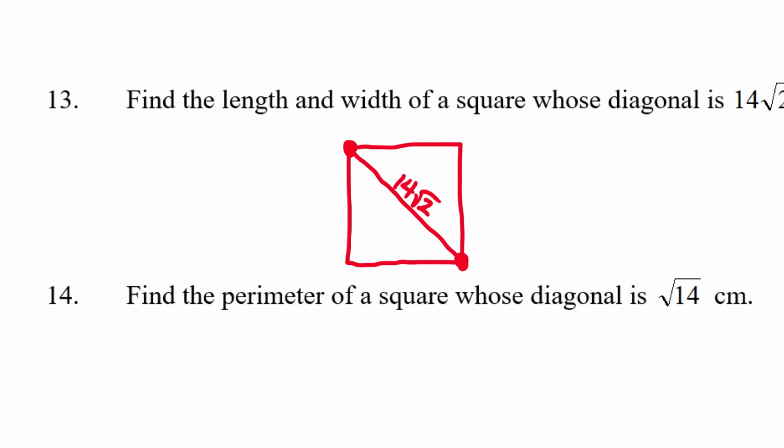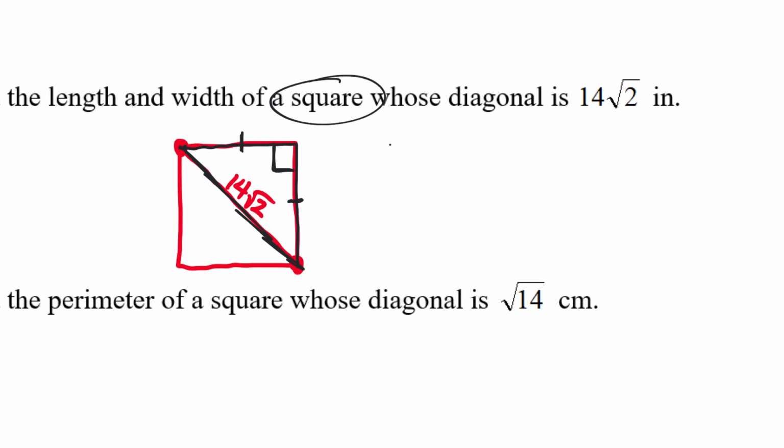Now, if you think about this, in a square, this angle right here is 90 degrees. And we know that this side and this side are equal. So right here with the square, whenever it's split like this, it actually makes a 45, 45, 90 triangle.